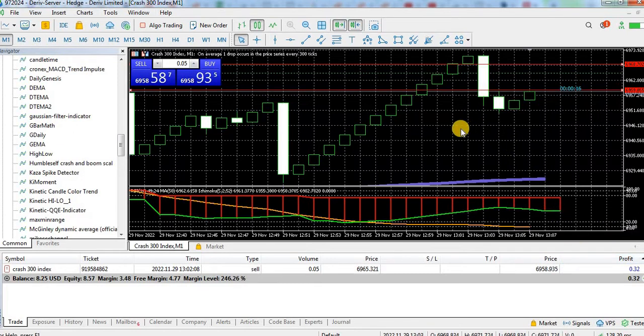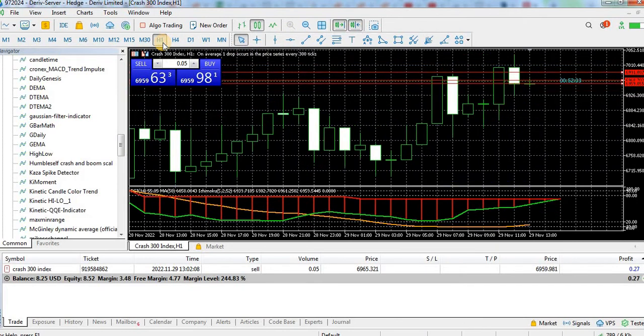And I'm expecting this to go down, because this is a small spike. Don't know what's happening. Let's go to H1. I think it's trying to go back to being bullish. It's trying to go back to being bullish. Okay.